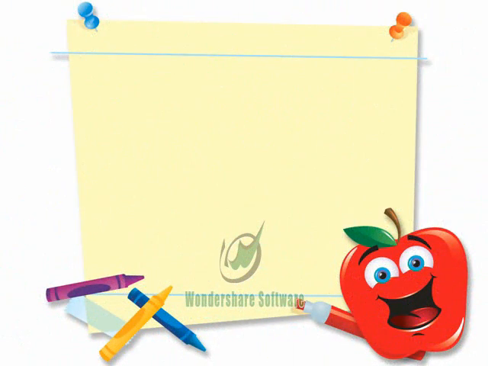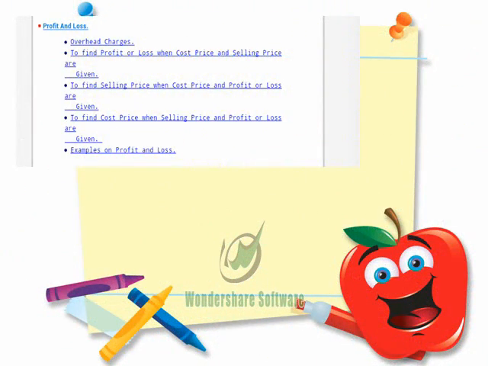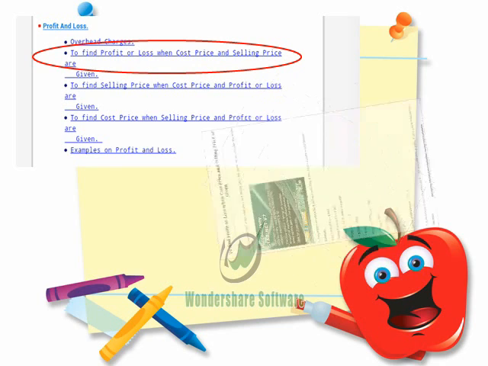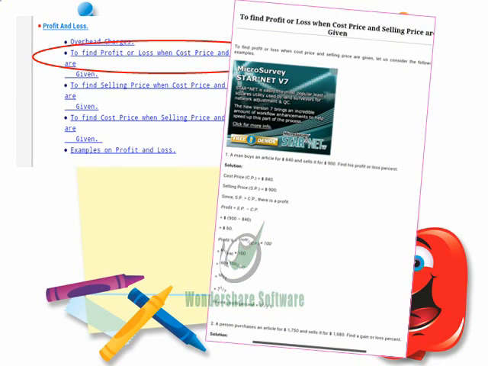So here is the screenshot for the instruction on page 2, where the students are asked to click on to find profit or loss when cost price and selling price are given. So here is the screenshot of how it looks like. So the students will be asked to read and understand the solutions on each of the examples in order to find profit or loss when cost price and selling price are given.